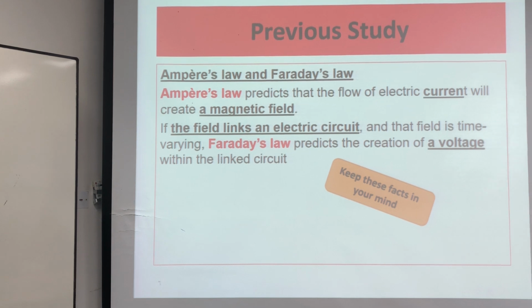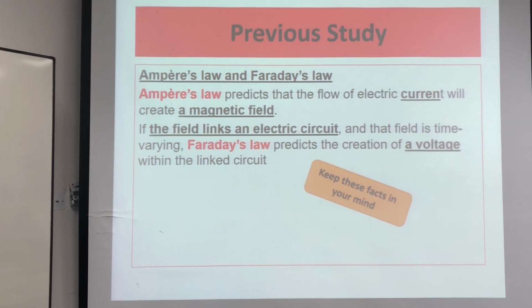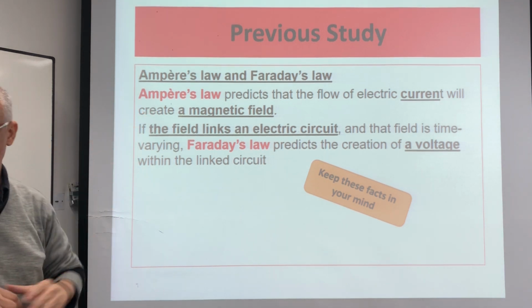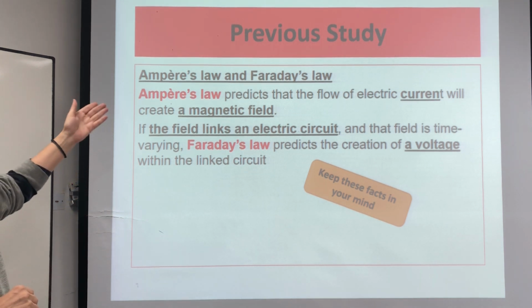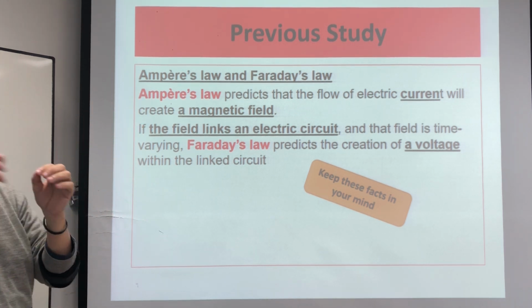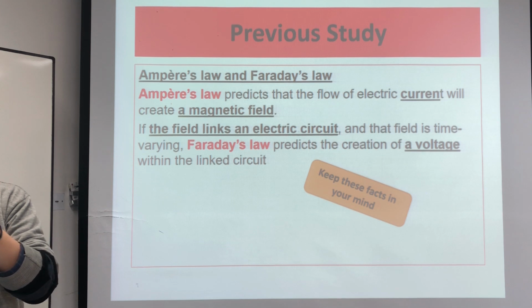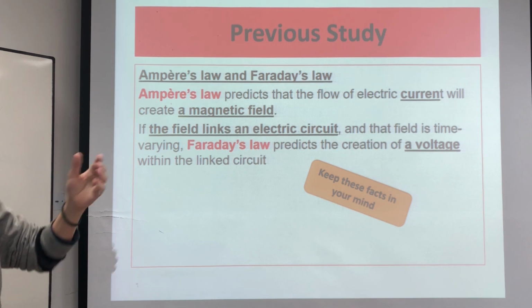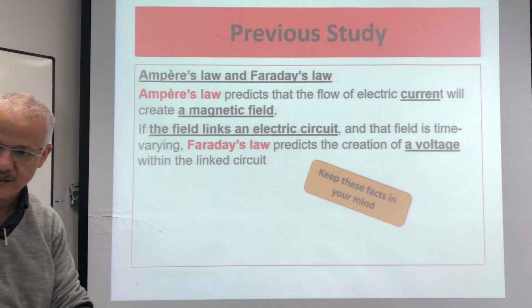So what was your previous study about this topic, magnetically coupled networks? There are two laws, and it is very important to understand both: Ampere's law and Faraday's law. Ampere's law says that if you have a coil and current flows through this coil, there is a magnetic field.